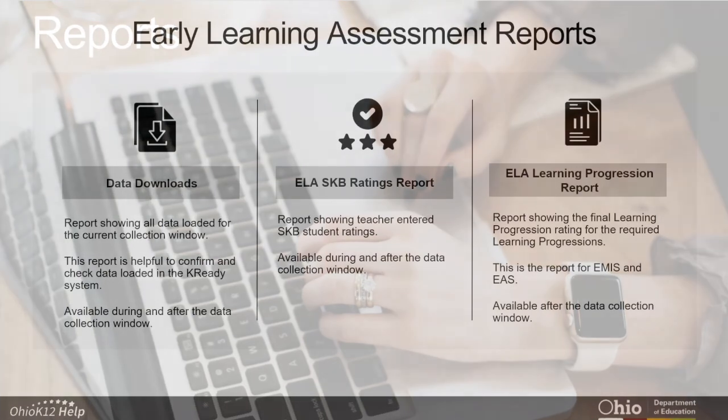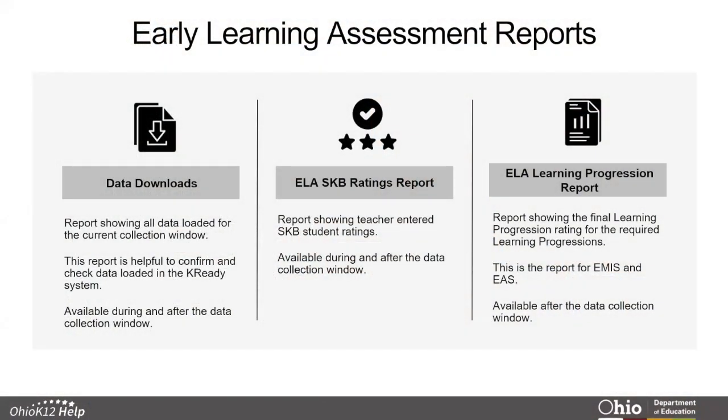So what you see here is the 3 different ELA reports that you can generate in the K-Ready system. The first one there is the data downloads, and this is going to show you what data has been uploaded into the K-Ready system. Now this is helpful so you can see the point of authority and the status of a student. In addition, this is also super helpful for your transfer students. This is going to ensure you can see if you have the point of authority for those students. If you don't have the point of authority, they will not show on your reports.